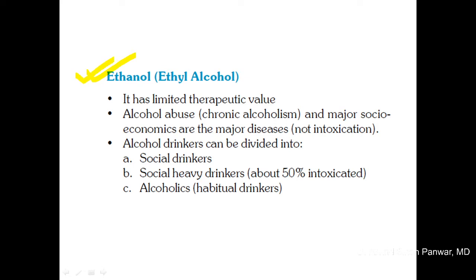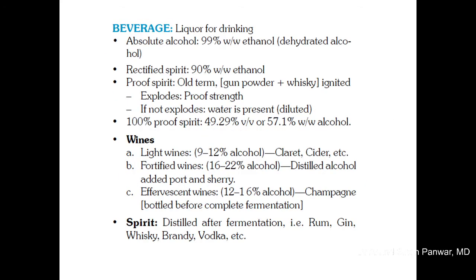Now we'll discuss ethanol, that is ethyl alcohol. It has limited therapeutic value. Alcohol abuse, that is chronic alcoholism, and its major socio-economic effects are the major problems, not intoxication. Alcohol drinkers can be divided into three categories: number one, social drinkers; number two, social heavy drinkers, who are about 50% intoxicated; and number three, alcoholics, who are habitual drinkers.